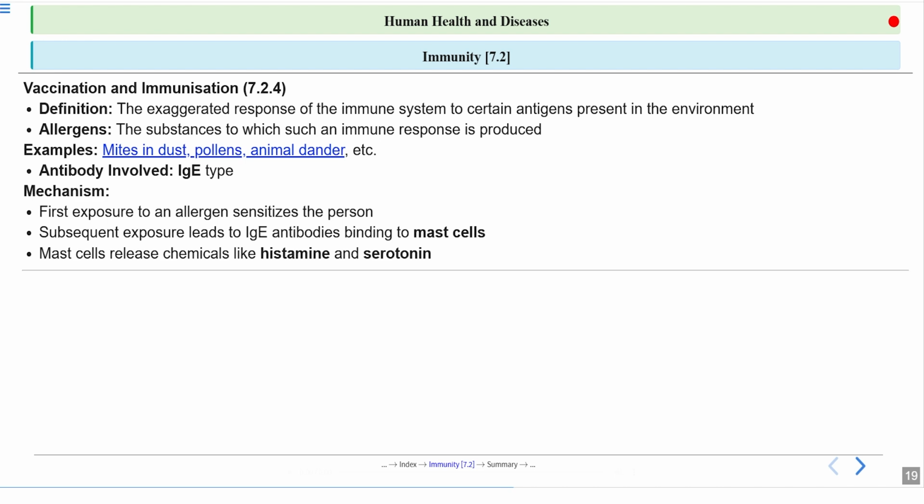Now, once the mast cells are activated, they release chemicals such as histamine and serotonin. These chemicals cause the typical allergy symptoms like sneezing, itching, and swelling. And it's the body's way of trying to get rid of the allergen, even though it's not actually harmful.